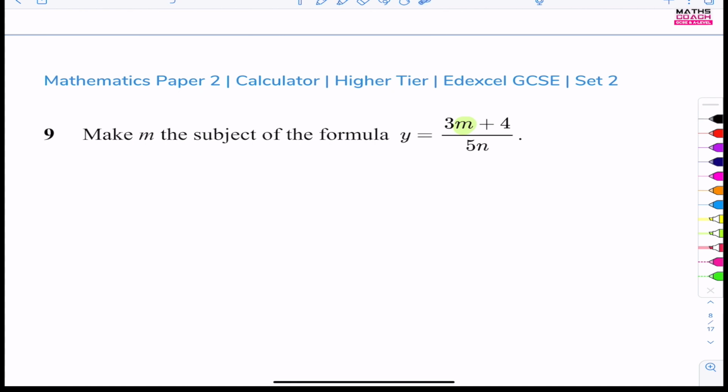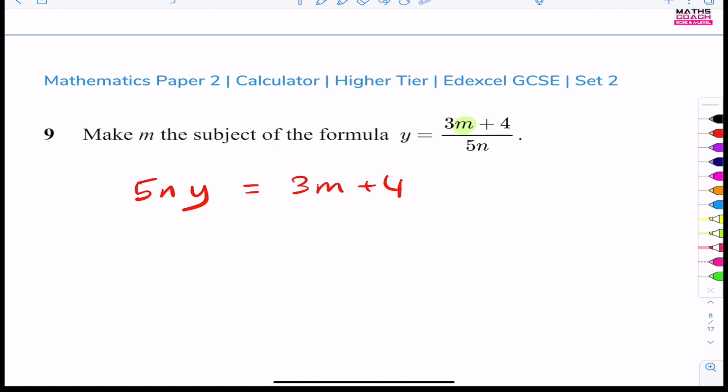So the first thing we want to do is get rid of the denominator on the fraction. We're going to multiply that on the other side. That will give us 5ny is equal to 3m plus 4, which we have on the numerator left.